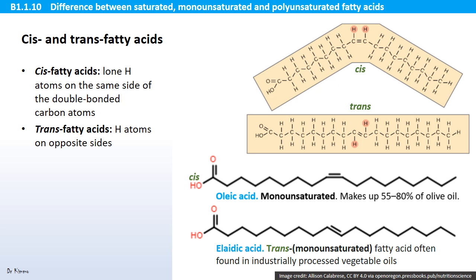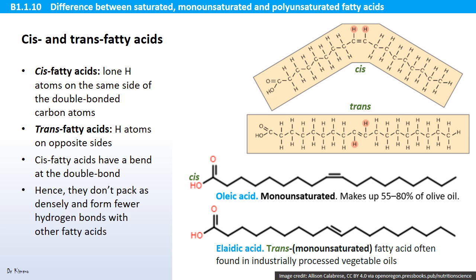What you can also see from this illustration at the top is that cis fatty acids have a bend at the double bond. Hence, they don't pack as densely and they form fewer hydrogen bonds with other fatty acids. This leads to a low melting point. And as you probably know, oils are liquid at room temperature. They have a lot of cis unsaturated fatty acids.